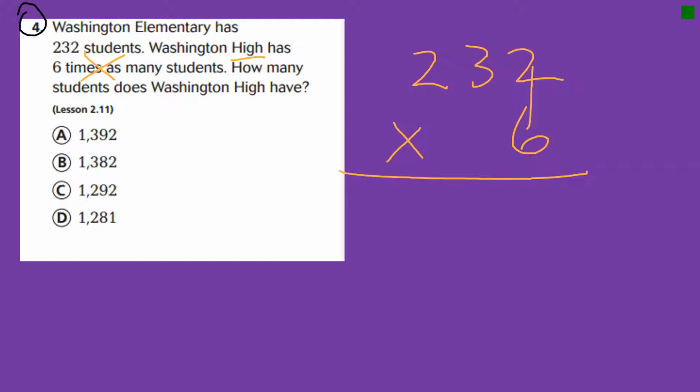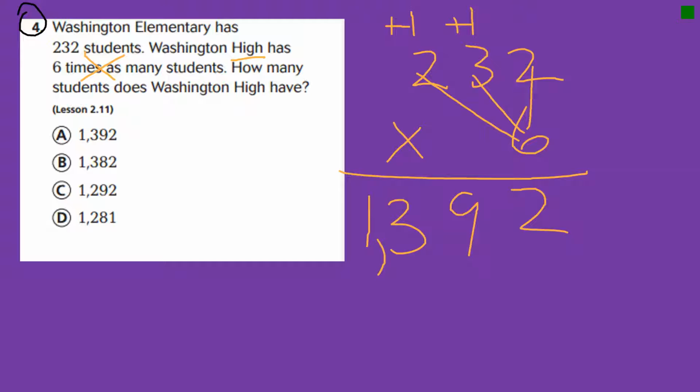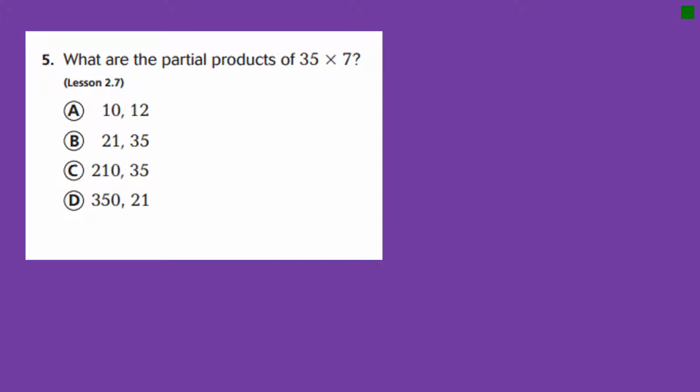So let's see, 6 times 2 is 12. We're regrouping. 6 times 3 is 18, plus our friend up there, 19. 6 times 2 again is 12, plus one more is 13. So Washington High School has 1,392 students. Well, these seem so quick now compared to the ones we've been doing, right? Awesome work.